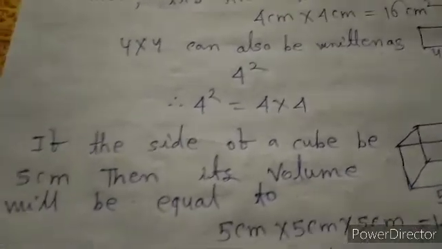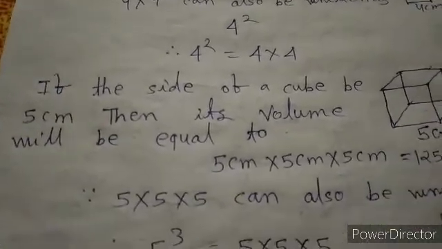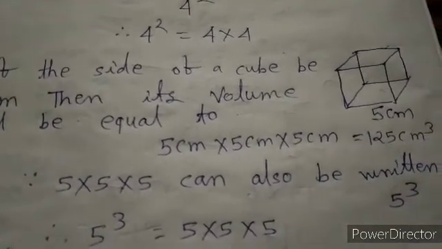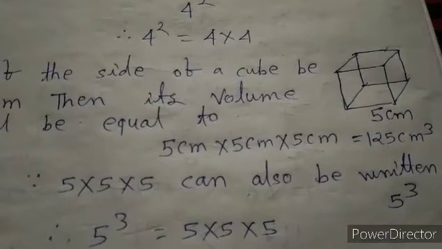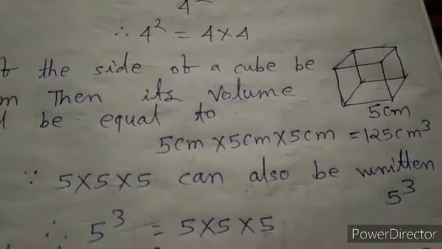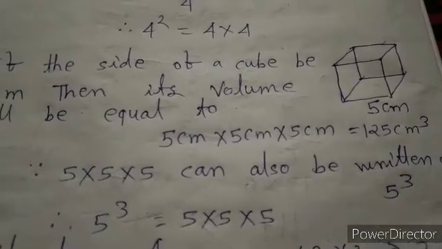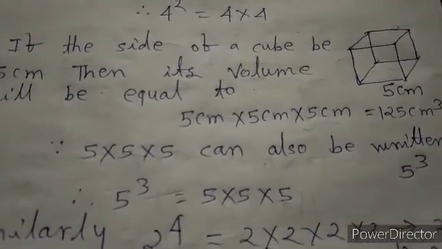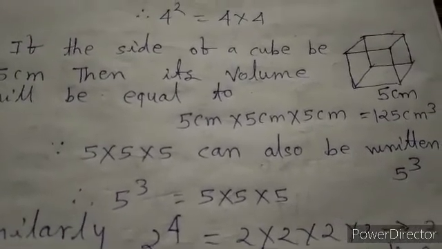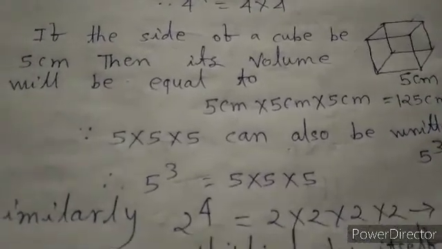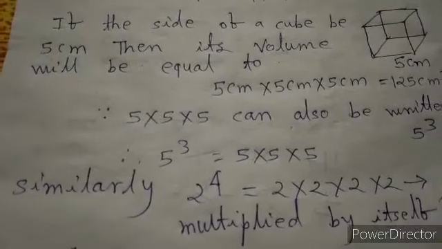If the side of a cube is 5 cm, then its volume will be equal to 5 cm into 5 cm into 5 cm, which is equal to 125 centimeter cube. Since 5 into 5 into 5 can also be written as 5 cube, that is, 5 cube is equal to 5 into 5 into 5.